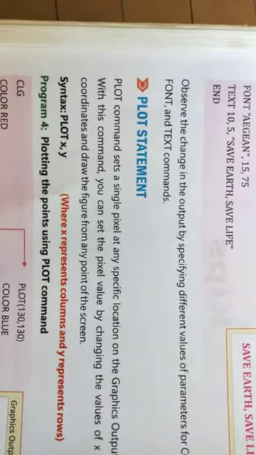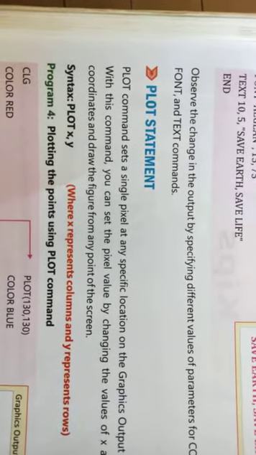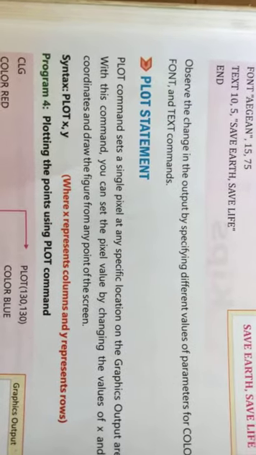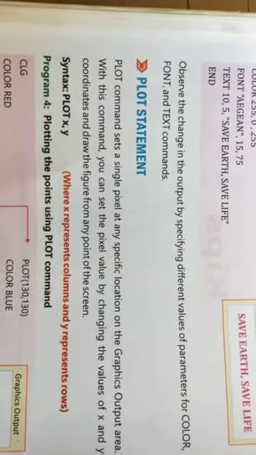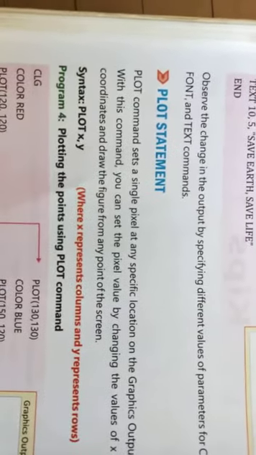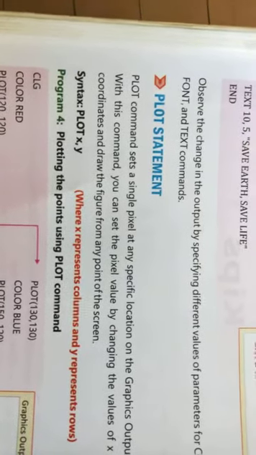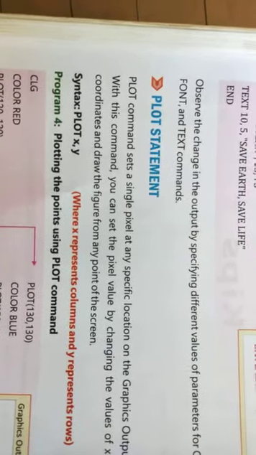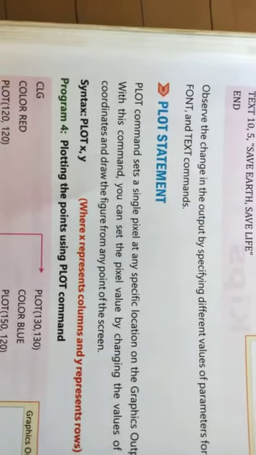The next command we will learn in this session is the plot command. Plot command sets a single pixel at any specific location in the graphic output area, that means on your screen. The syntax of plot command is plot space x-axis coordinate and y-axis coordinate. So you can set your pixel by this plot command.